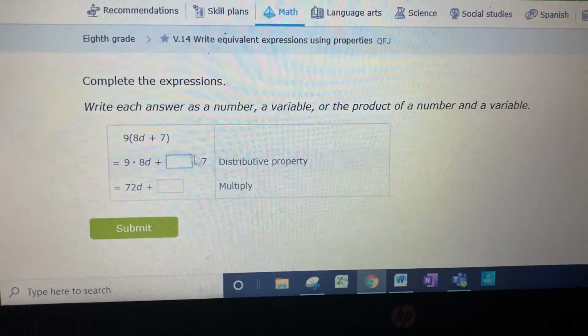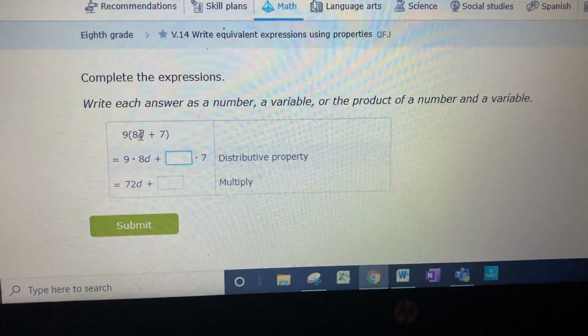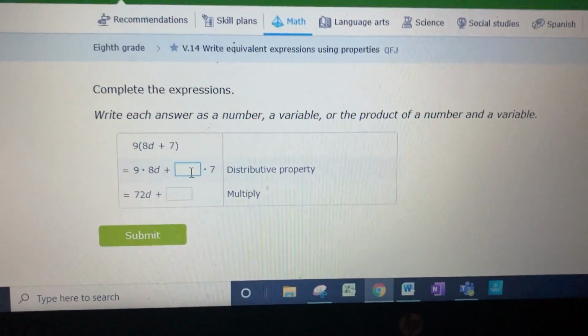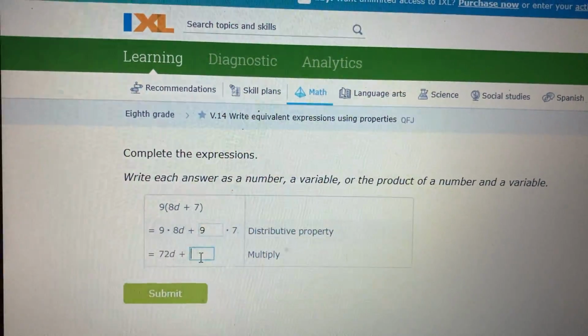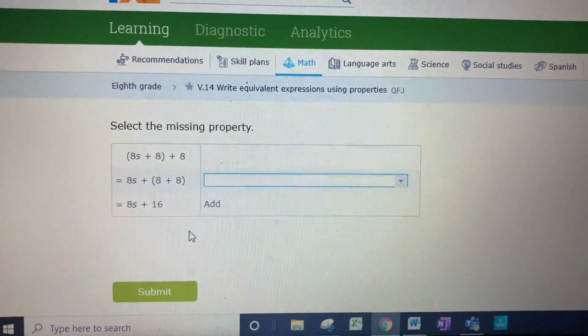All right, they want us to distribute. This is another weird looking one. So 9 times 8d, and then you would be doing 9 times 7. So you're gonna put the 9 in there, and you're gonna go ahead and multiply. Okay. And I'll do maybe one more depending on its level.